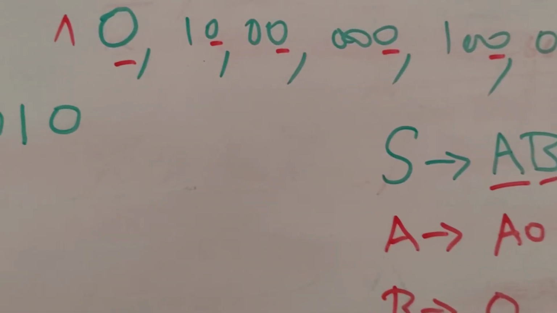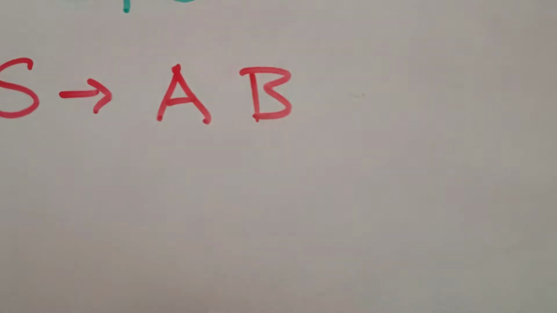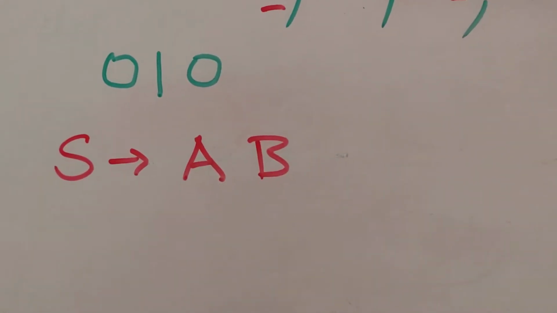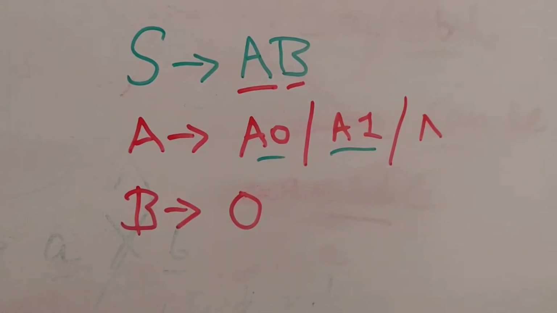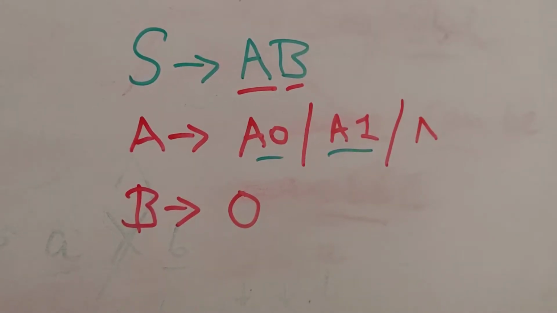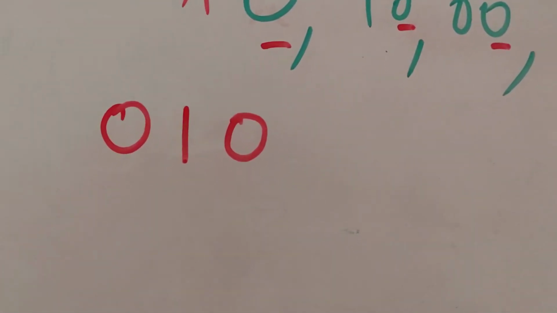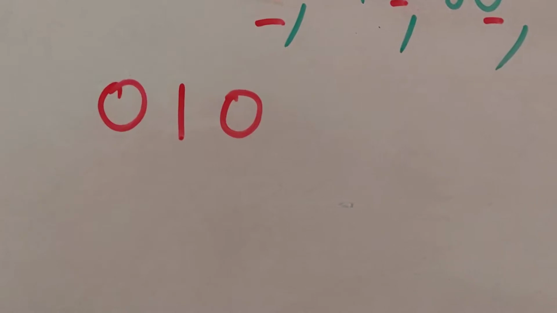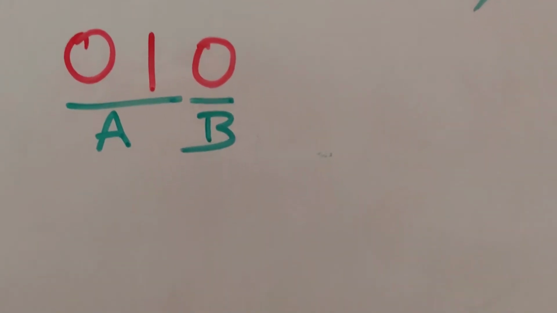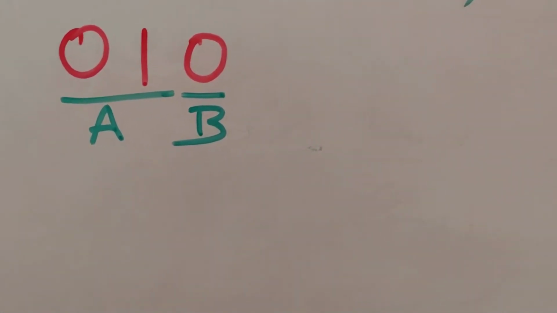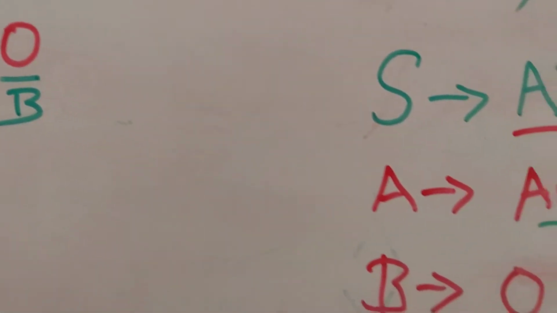So initially I can take from S, I am getting A and B. Here in the example A is deriving either 0 or 1 or null, and B is deriving 0. So B will always be 0, so my string is always ending with 0. Here my example is 0, 1, 0. So in that I can consider 0, 1 as A and 0 as B. Now these two are different terms. 0, 1 I'll have to derive using this production rule, and 0 separately I'll have to derive.